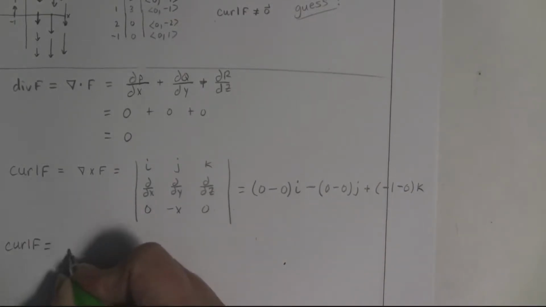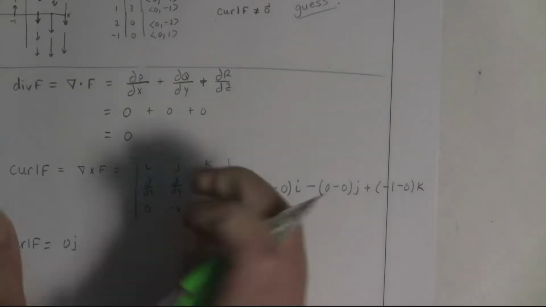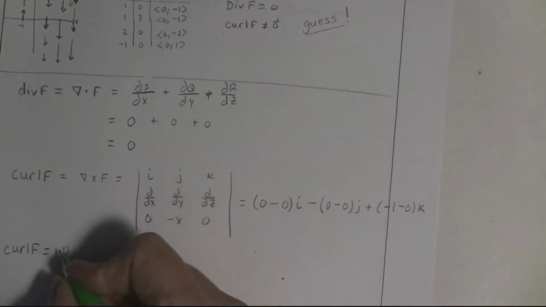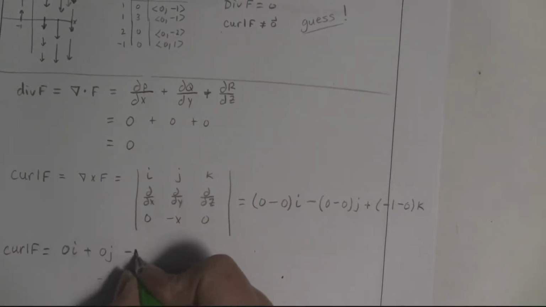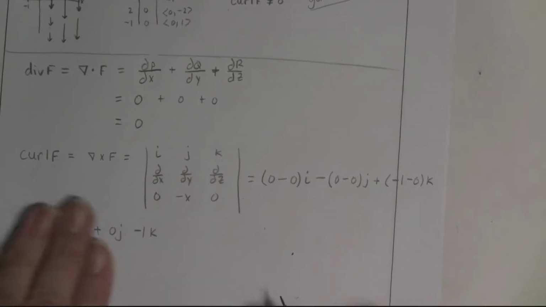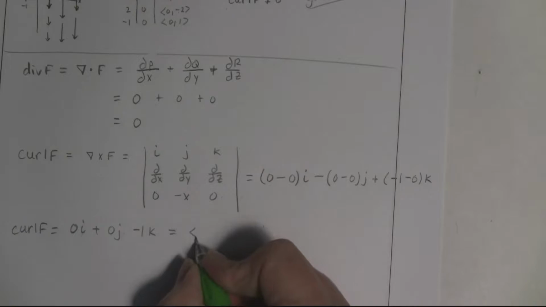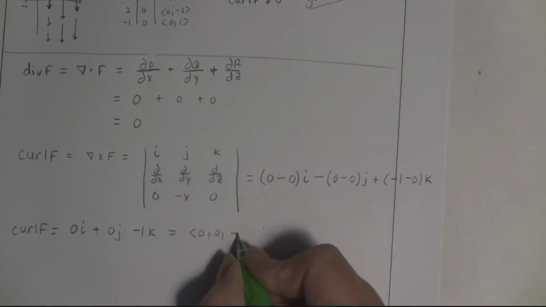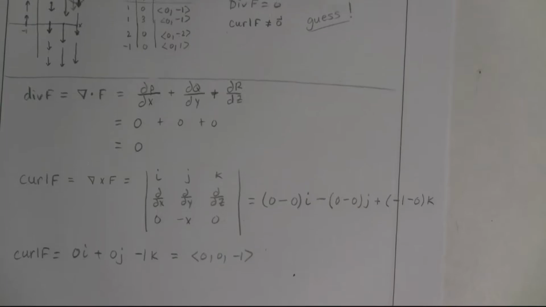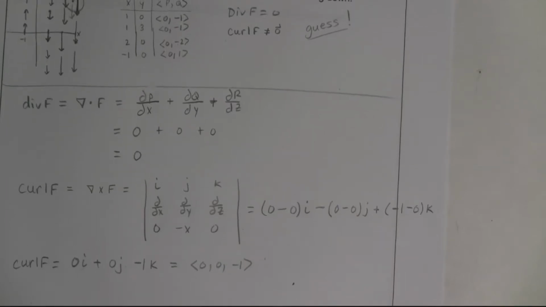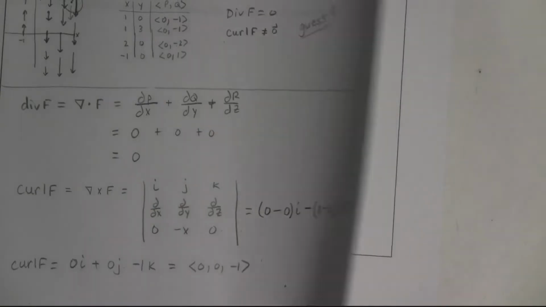So our curl of F is equal to 0i. Oh, that's not an i. Plus 0j minus 1k. And this is a vector, so you can also write it as 0, 0, negative 1. And we said, because we thought that it was going to rotate on our little cheesy picture, that was our guess, that we guessed it would be non-zero. It is not the 0 vector, and it wasn't. Let's try another one and see how we do.